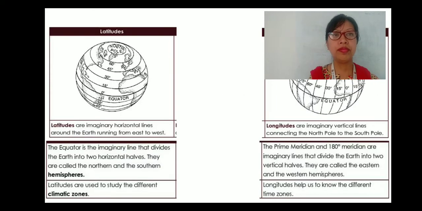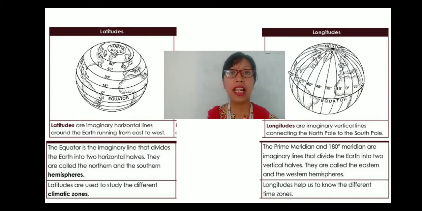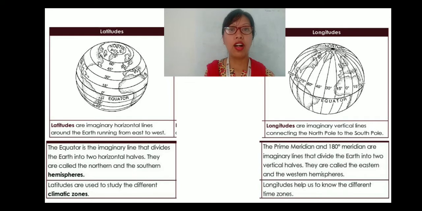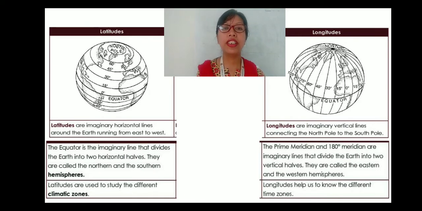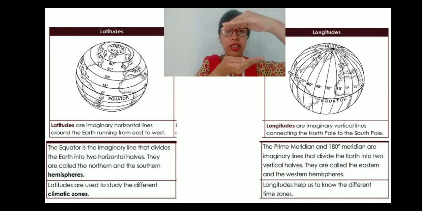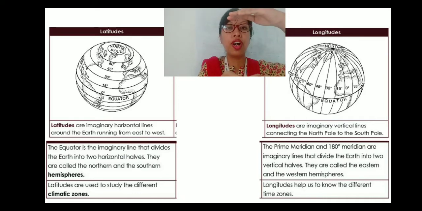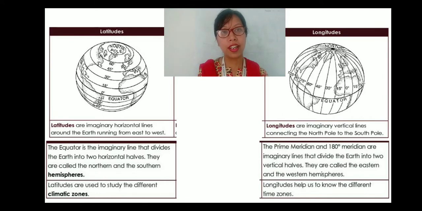Okay. Now let's move towards the difference between latitudes and longitudes. Latitudes are imaginary horizontal lines around the earth running from east to west. The equator is the imaginary line that divides the earth into two horizontal halves. They are called the northern hemisphere and the southern hemisphere. So the equator is the middle line of the latitudes which divides the earth into two horizontal halves. The upper portion is called the northern hemisphere and the lower portion is called the southern hemisphere.